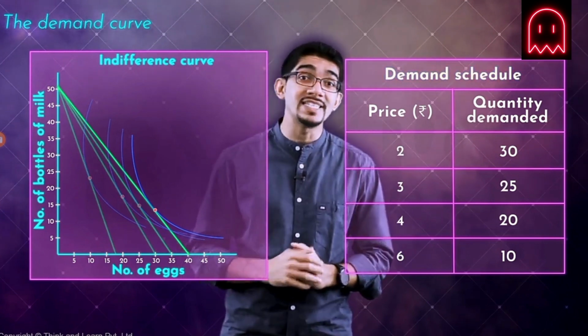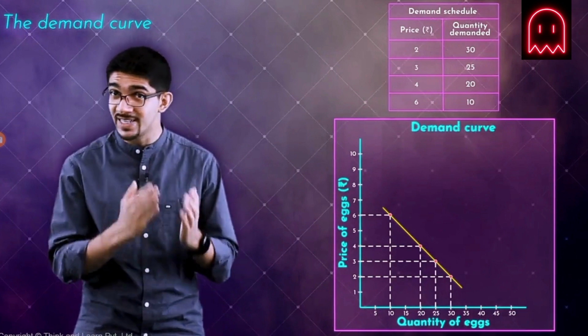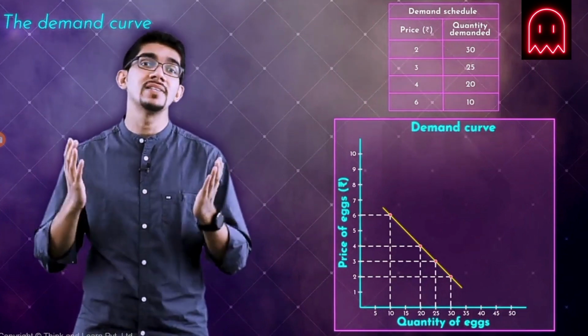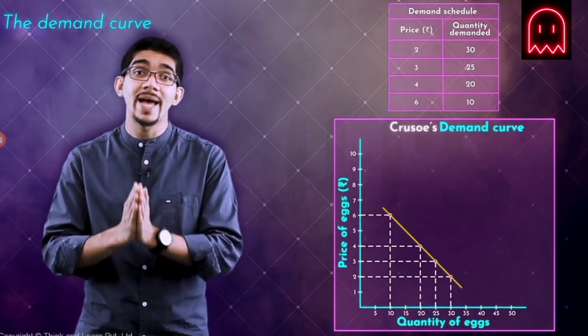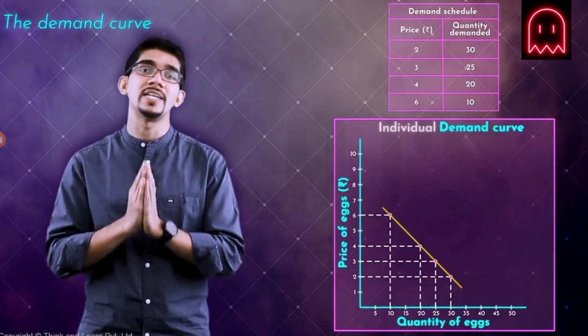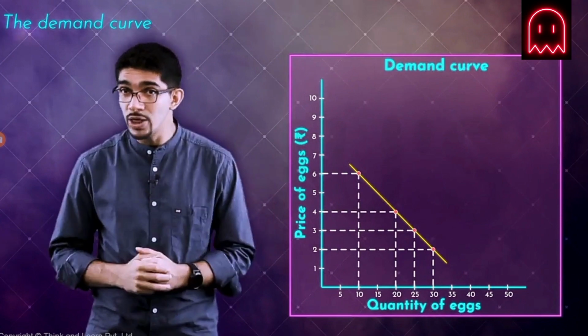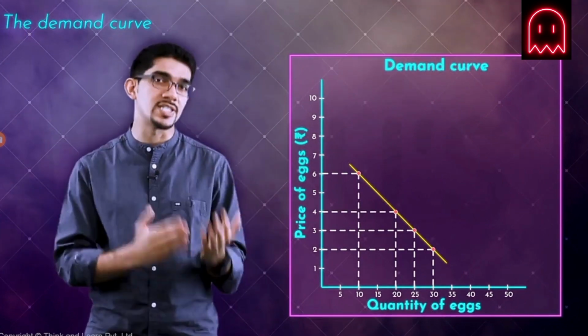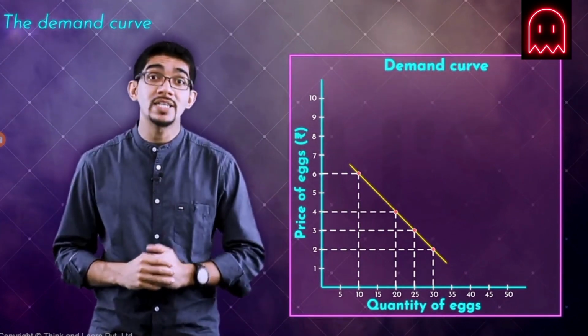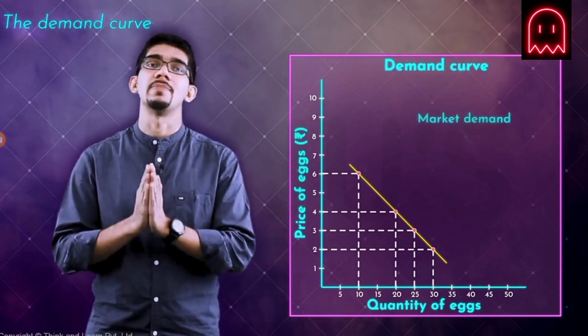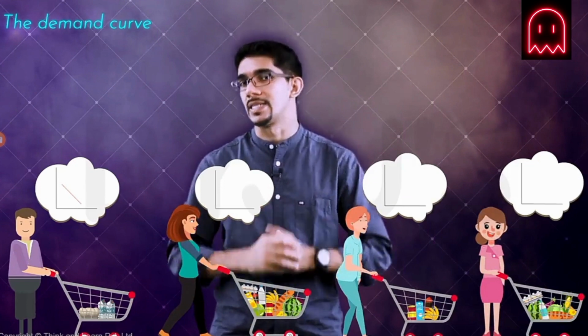Now let's plot these in a graph and see. We get a curve. This is the demand curve. This is Crusoe's demand curve or the individual demand curve. We can also see the total demand for eggs as a whole across all customers and not just Crusoe. This would be called the demand for eggs or the market demand. We can actually construct it if we knew all the individual demand curves.